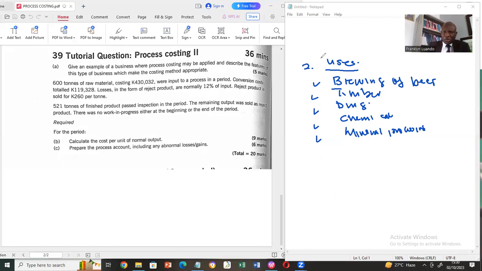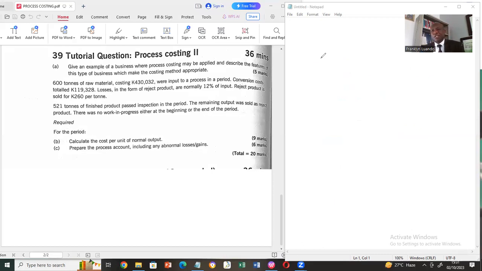So now we go to losses. During the processing, losses occur. And we have two types of losses which occur during processing. There is normal processing loss. A normal loss is the loss that cannot be avoided. It is expected to occur due to the nature of the processing.